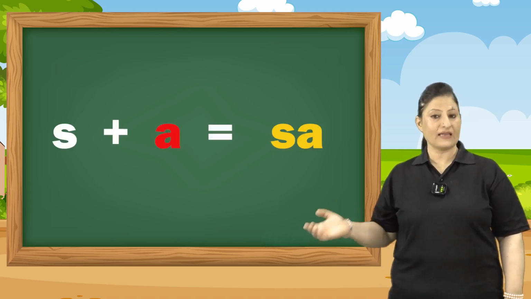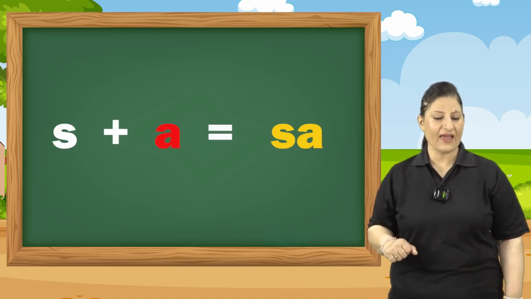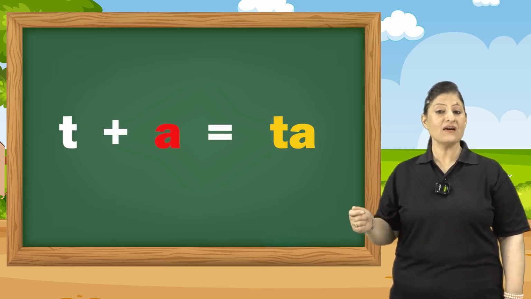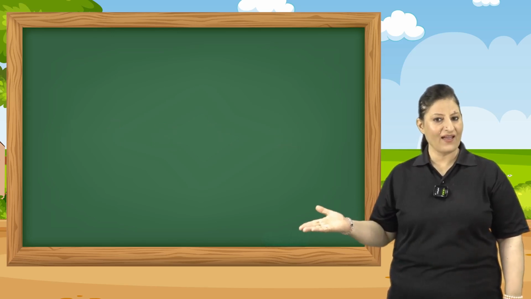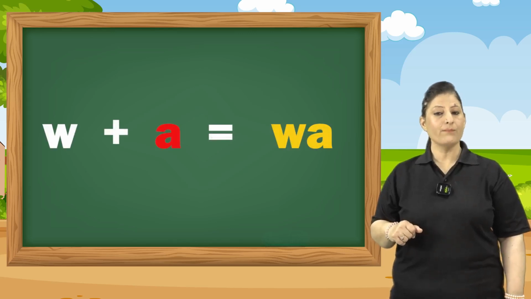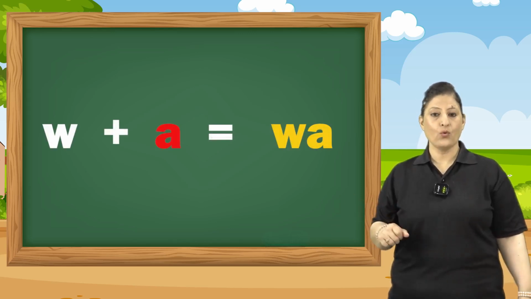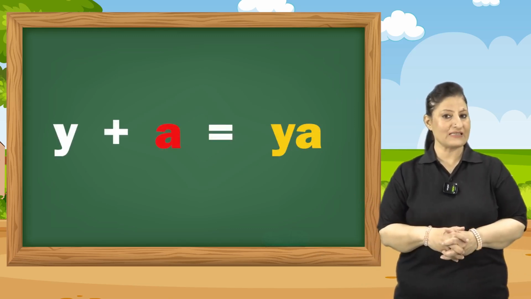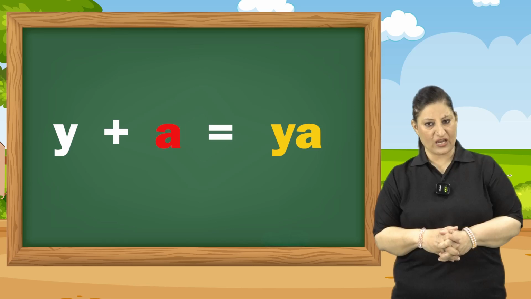R plus A says ra. S plus A says sa. T plus A says ta. V plus A says va. W plus A says wa. In the same way, Y plus A says ya. Ya. Children, keep on repeating these sounds.